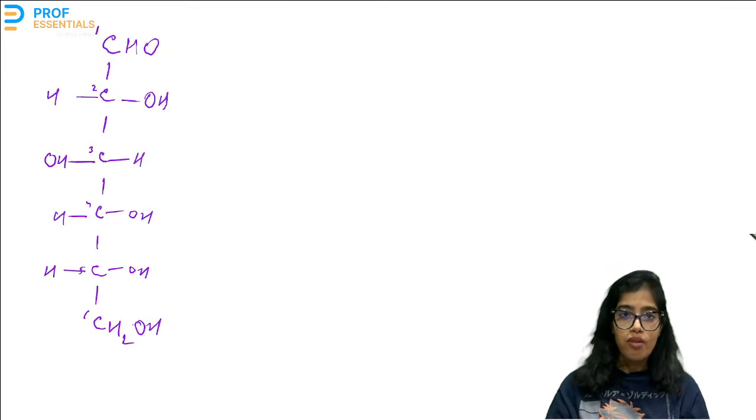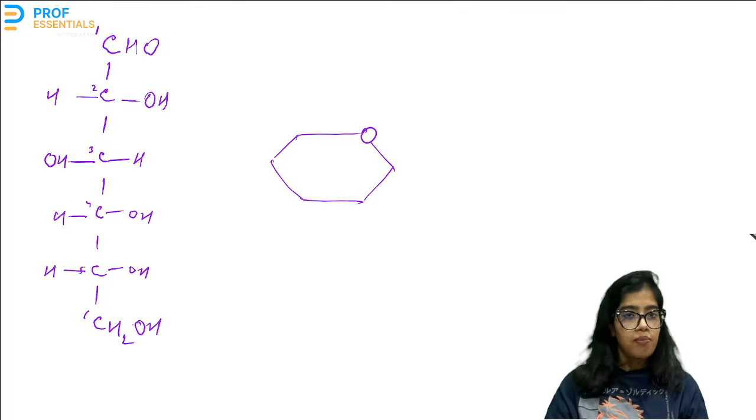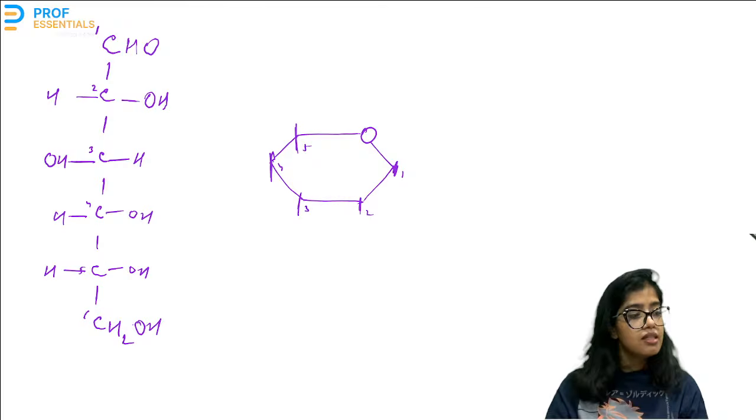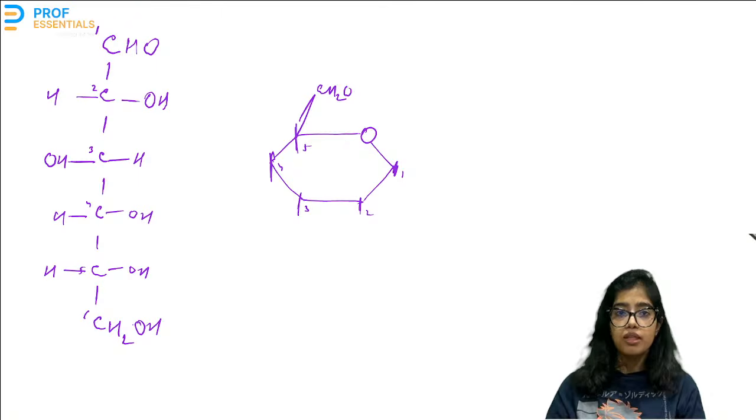One is the Haworth projection. Here you draw O like this because it is a 6 carbon molecule. Now this is a hexagon, but on one of the vertices you have O. So you will have only 5 carbon atoms. That is, this is 1, this is 2, this is 3, this is 4, and this is 5. So where will the 6th carbon be? The 6th carbon is like this here, CH2OH.